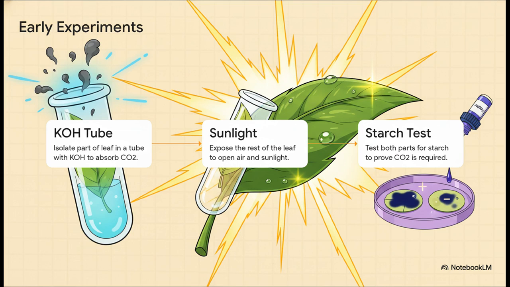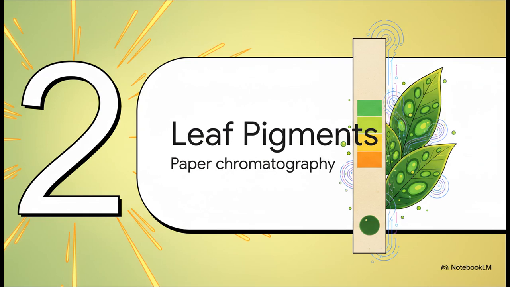Later on, you test both halves of the leaf for starch, which, by the way, is exactly how plants store their synthesized glucose. The exposed part tests positive, but the half locked in the tube without CO2 tests completely negative. This brilliantly proves that you absolutely must have both sunlight and carbon dioxide for a plant to make its own food.